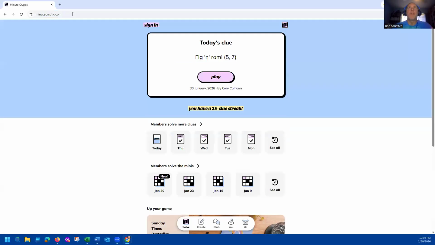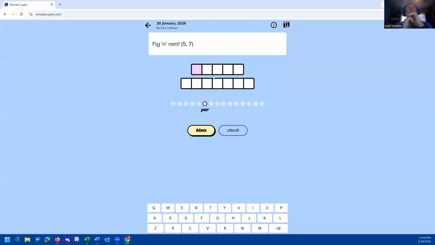We're going to go ahead and look at today's minute cryptic. Wow. I see 7 letters and I see an answer that has 12 letters. Fig in Ram. Okay. That has a par of 6.